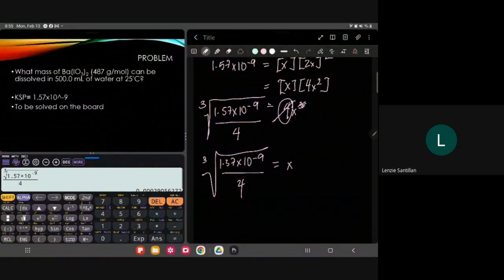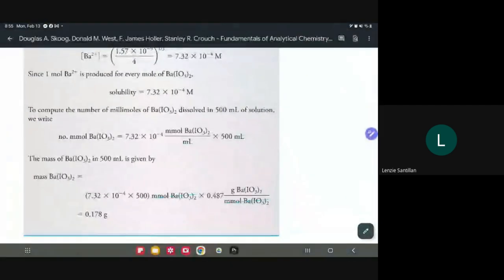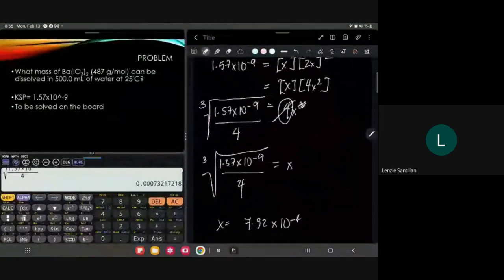Wait lang nga, guys. Dapat ganito pala. Cube root of, yan. 1.57 times 10 raised to negative 9 divided by 4. Ayan. So, we'll get x is equivalent to 7.32 times 10 raised to negative 4. Tama ba? Press ba tayo ng sagot? Ayan. And then the unit for that should be molarity.